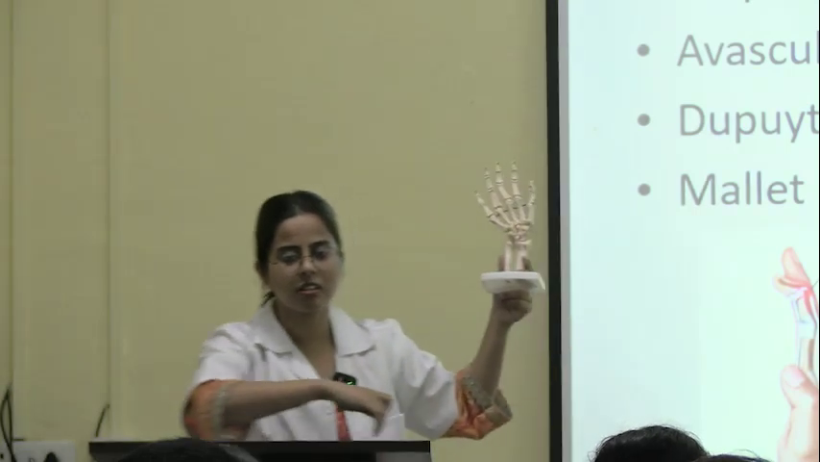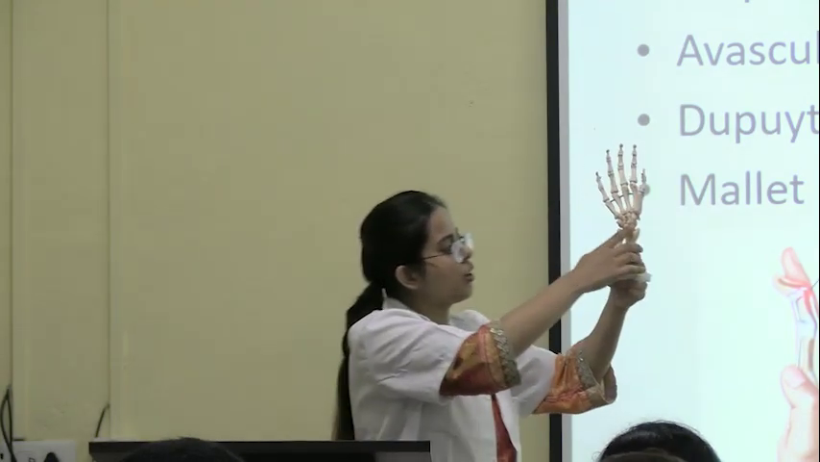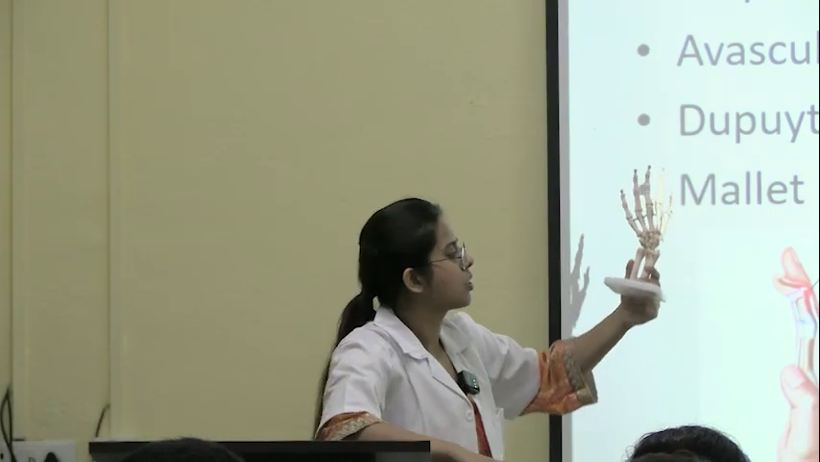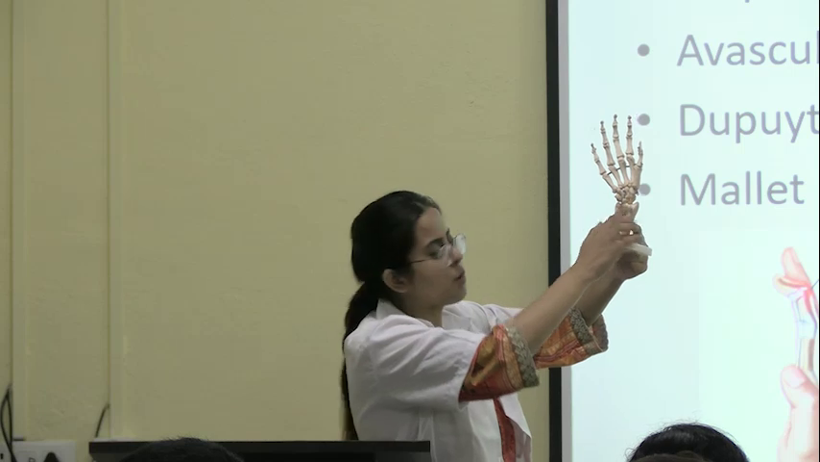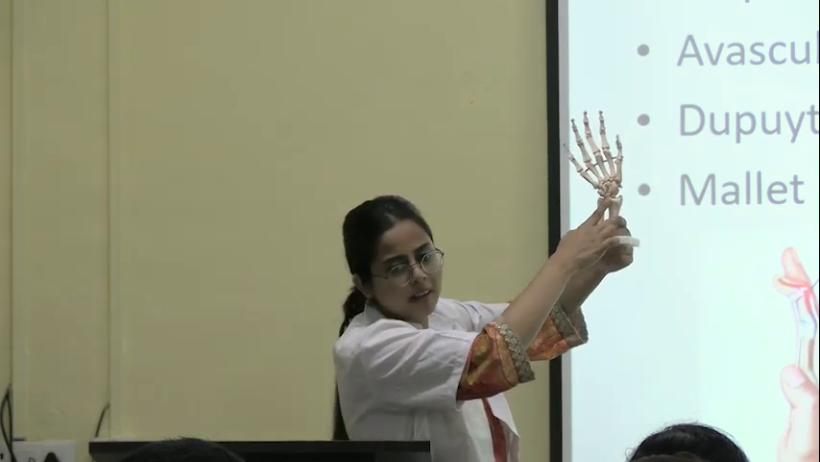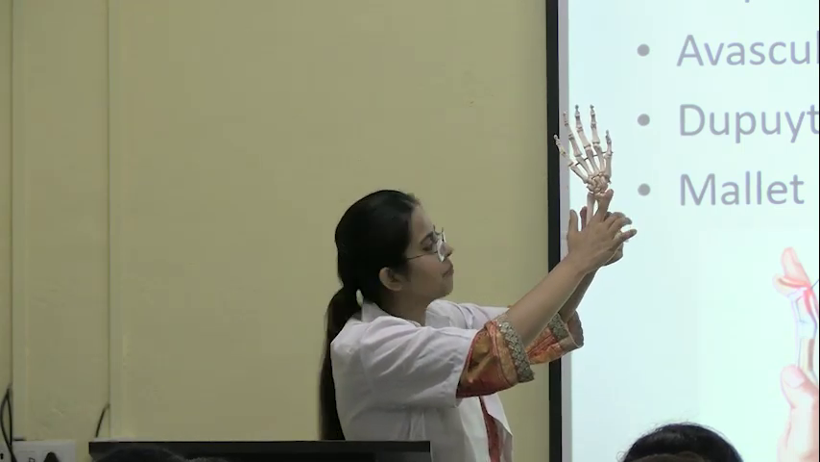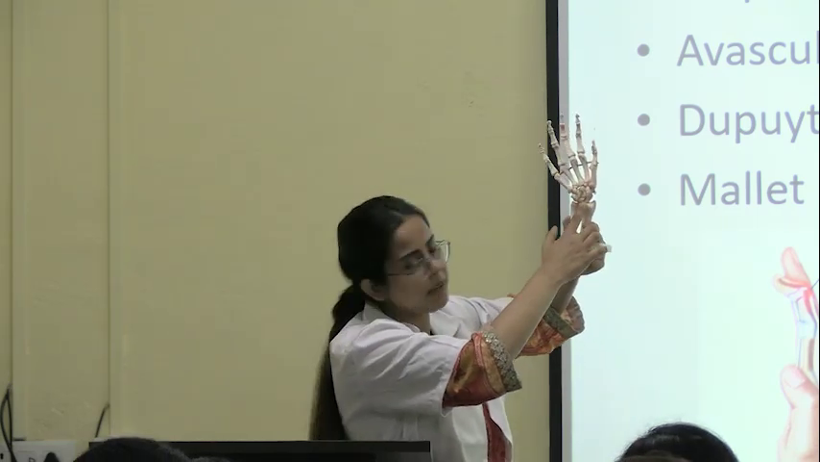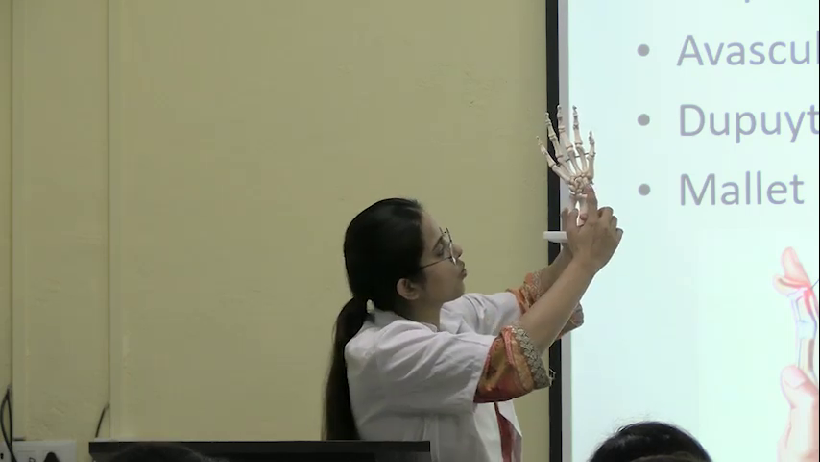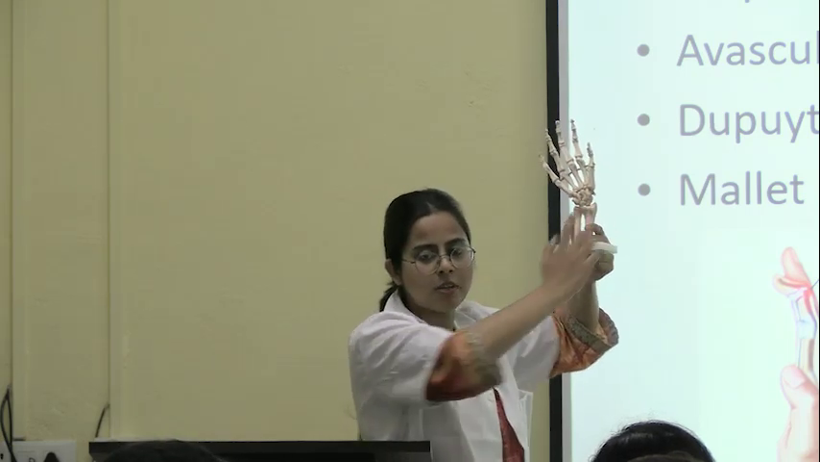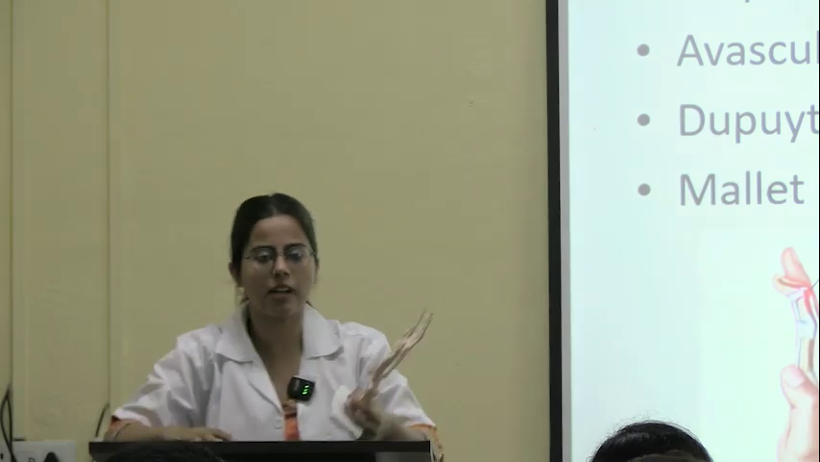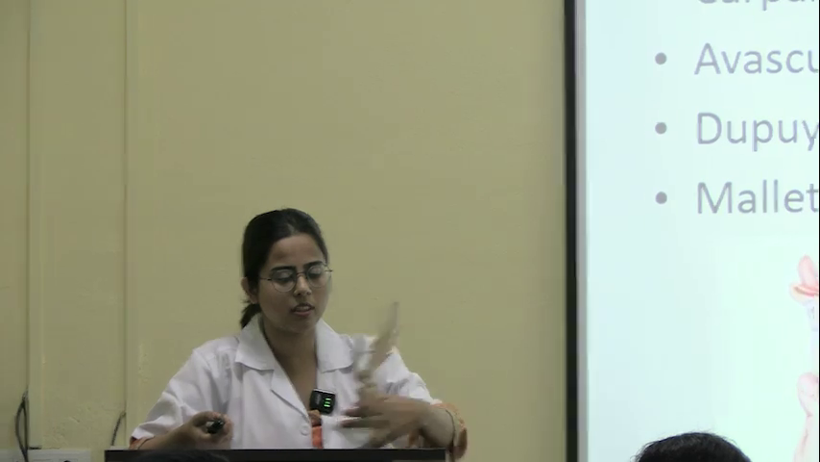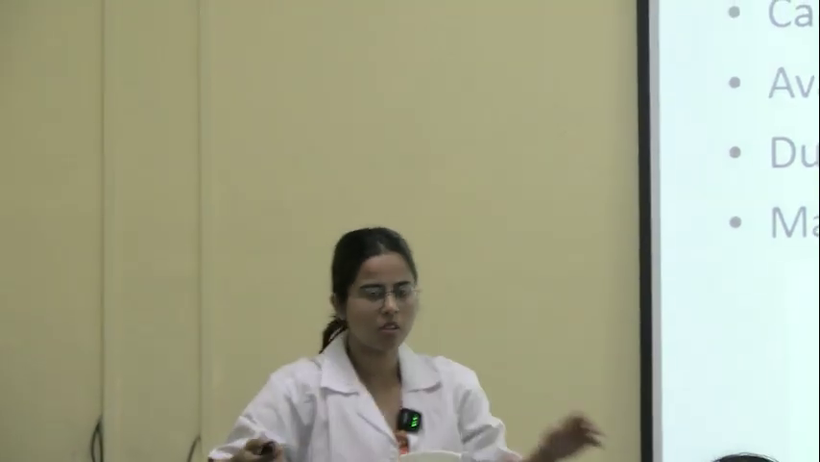Got it? It mostly gets fractured when you fall on an outstretched hand. So this is the waist. Blood supply passes from the distal part to the proximal part. If there is a fracture in the waist of the scaphoid, the blood supply gets disrupted and there is necrosis of the proximal part. Avascular means without blood. Avascular necrosis means death of the bone, death of that part of the bone.